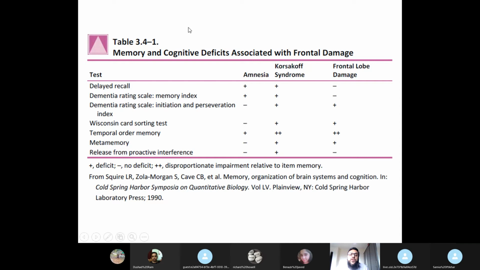Now here there is a differentiating point. If we compare amnesia with Korsakoff syndrome, in amnesia delayed recall is there. Yes, in Korsakoff the recall is delayed. On the dementia rating scale, the memory index, for example Addenbrooke's cognitive examination, you must do Addenbrooke's on these cases because you can differentiate memory. It has a subset of memory.